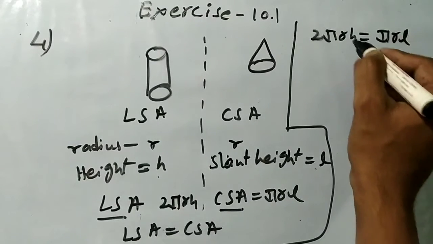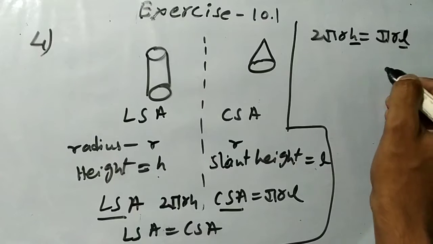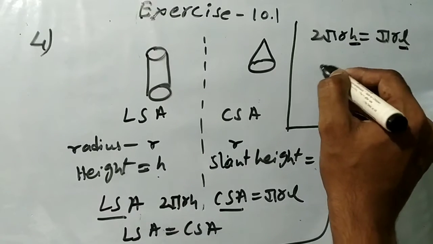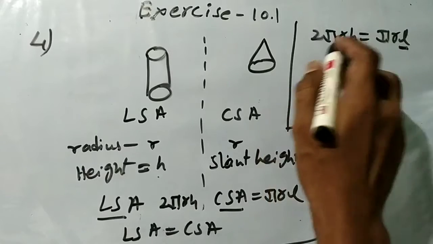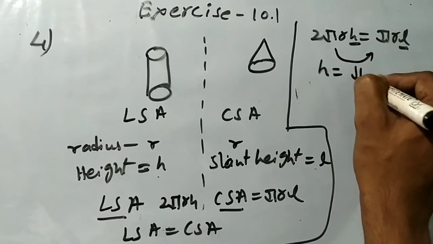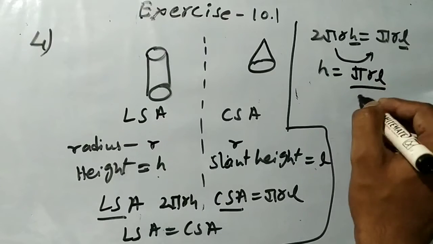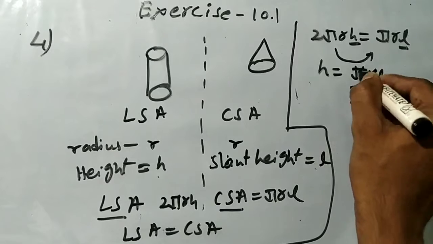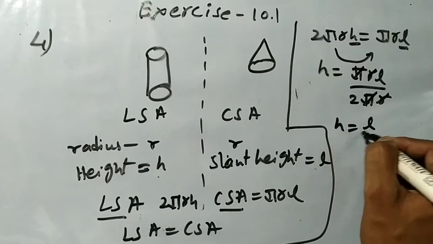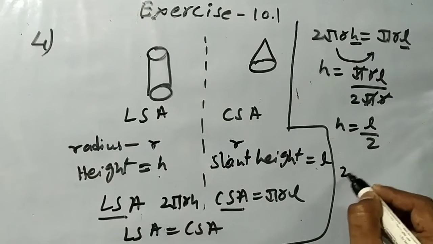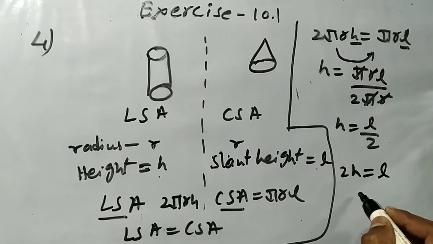So we have here L, here H, and here L. So H is equal to, it goes to this side, pi RL by 2 pi R. So R gets cancelled, pi gets cancelled, that is H is equal to L by 2. So here 2H is equal to L.